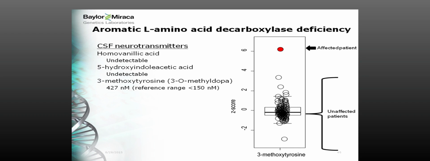Emphasizing the downstream pathway, we are typically able to detect HVA and 5-HIAA in some quantity in most individuals. In this individual, no homovanillic acid or 5-hydroxyindole acetic acid was detected. We also went on to confirm this with CSF analysis, and as you can see, the 3-O-methyl-DOPA was elevated at 427 nanomolar on the CSF neurotransmitter analysis.